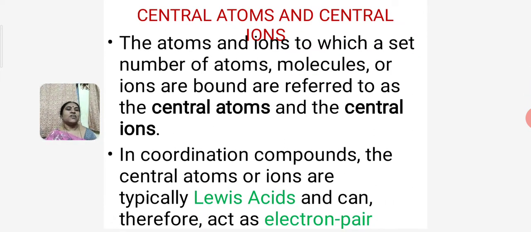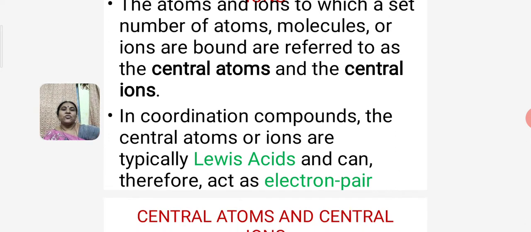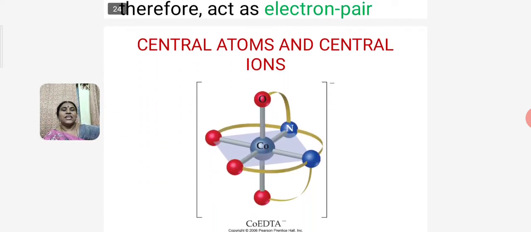Central atoms or ions. The atoms and ions to which a set number of atoms, molecules or ions are bound are referred to as central atoms or ions. In coordination compounds, the central metal atoms act as electron pair acceptors and therefore act as Lewis acids. Now you can see an example of a central atom or ion. In this coordination sphere that you see, the cobalt atom is the central metal atom.